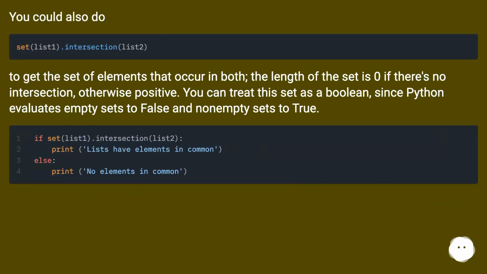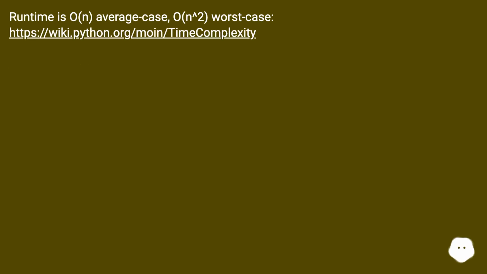You could also do this to get the set of elements that occur in both. The length of the set is 0 if there's no intersection, otherwise positive. You can treat this set as a Boolean, since Python evaluates empty sets to false and non-empty sets to true. Runtime is O(n) average case, O(n^2) worst case.